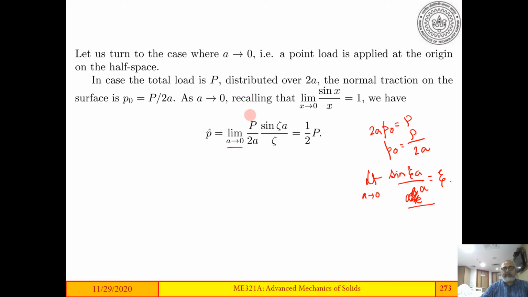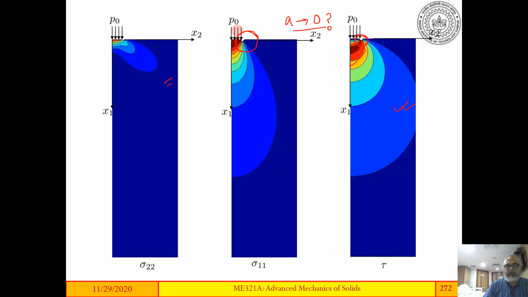Given this limit, this is what you get when you take A tends to 0. And then for that case, this distributed load actually becomes a point load at the origin. A tends to 0, which is equal to P naught equal to P by 2A. So this becomes a load equal to P equal to 2A P naught applied at the origin. So this distributed load problem reduces to this point load problem when A tends to 0.